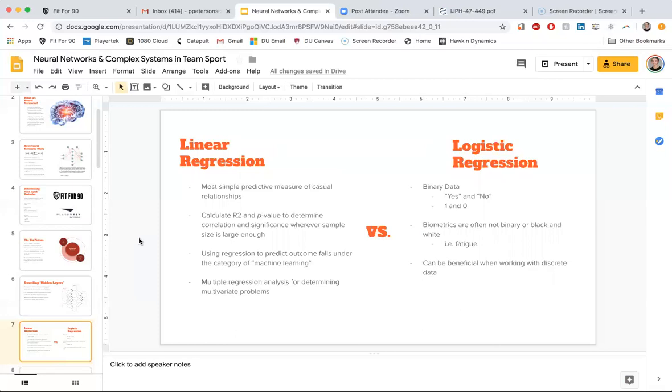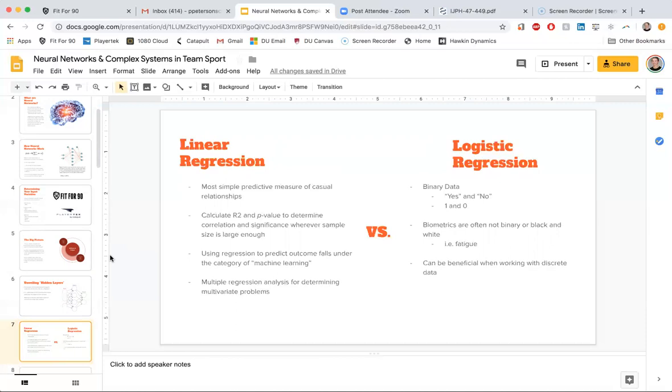Using your regression to predict your outcome falls under that category of machine learning. So machine learning, most simply put, is just the idea that you can take all these samples that you get, filter them through either your linear or your logistic regression, which we'll talk about in a second, and from that and your past experiences, you can build on and predict these outcome variables. Now for us, multiple regression analysis is what we're really going to dig into a little bit, because multiple regression analysis allows you to do this for multiple variables.